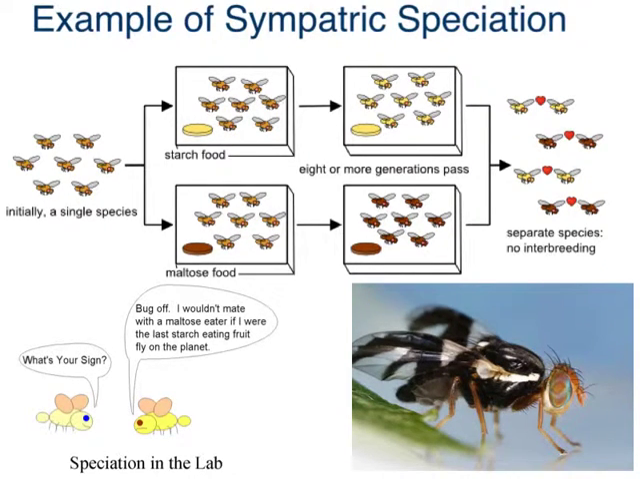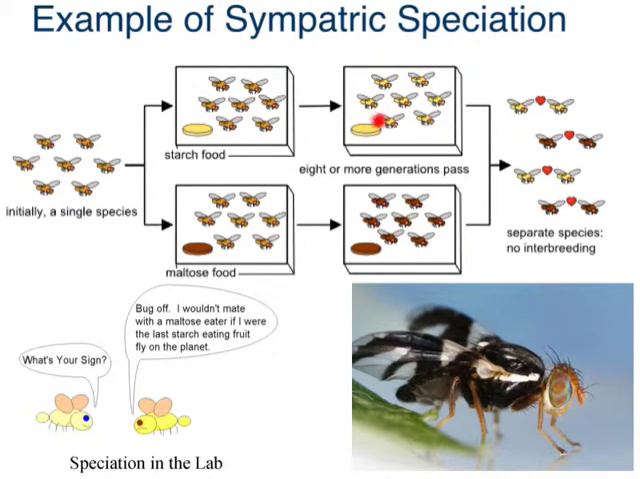So here's an example of sympatric speciation from a lab. Initially, we have some fruit flies here who are all the same species. We take from that population a small section that we only feed starch to. We take also from that original population a small population that we only feed maltose to, which is another type of sugar. We let 8 or more generations pass, and now we have 2 subpopulations of fruit flies who will no longer mate with one another.